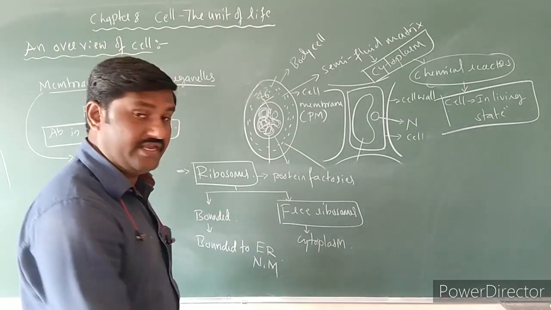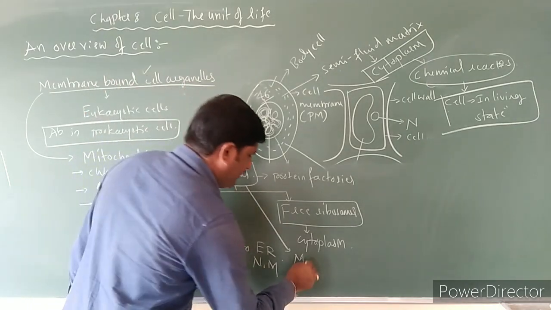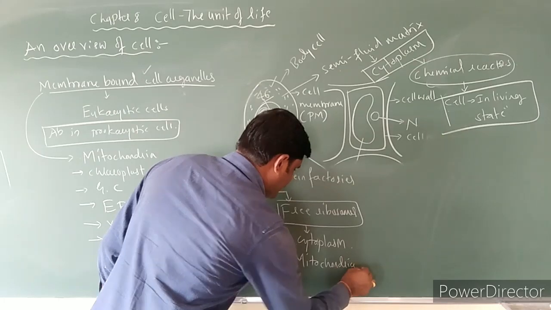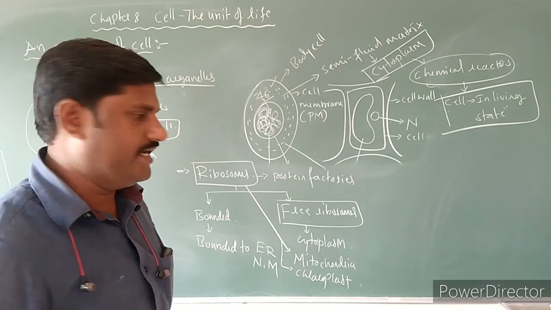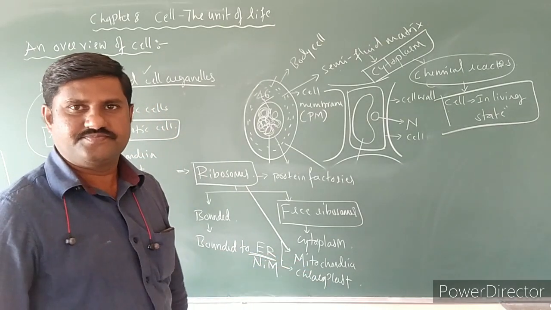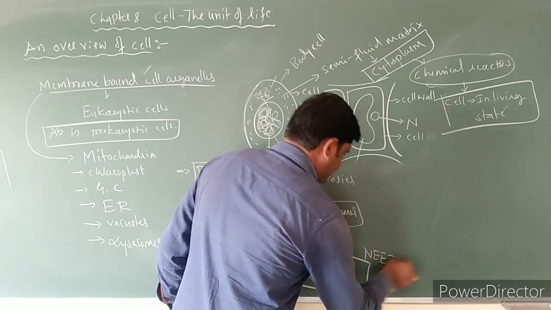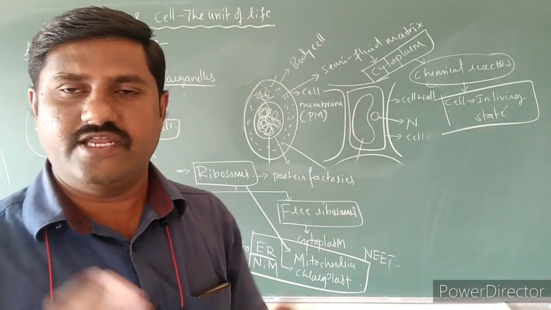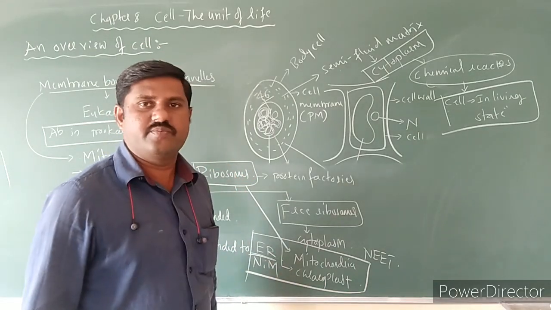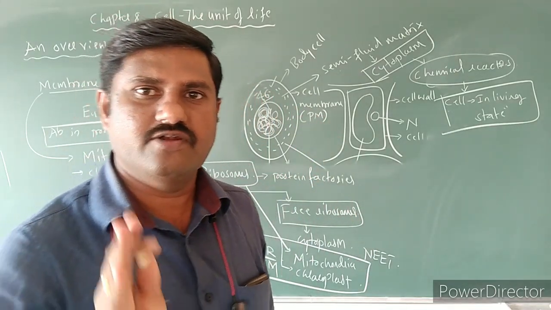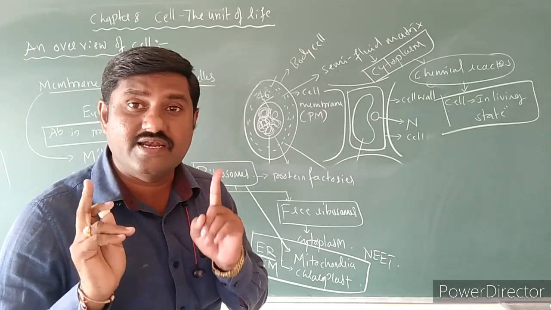Very important point to be noted here: these ribosomes are also present in cell organelles like mitochondria, and even in the chloroplast. This is a neat point, a very important point. So where are these ribosomes present? In mitochondria, in chloroplast, as well as bounded to the endoplasmic reticulum and the outer nuclear membrane. This is the fact you should remember always. I hope it is very clear to you now. These are the different types of ribosomes, which are membraneless cell organelles.